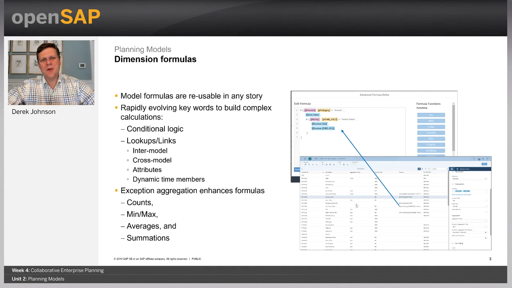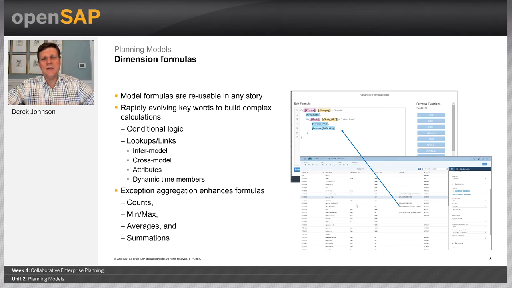But really my favorite method for using these dimension formulas is really for creating KPI type calculations. So if you need to know sales per head count, for example, it's very easy to create that formula and have that calculation occur in real time. And we'll have a number of these calculations that we'll include as part of the exercise.